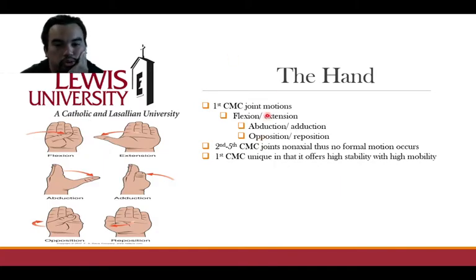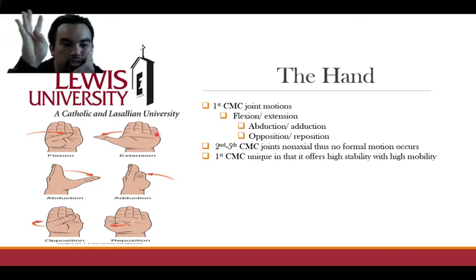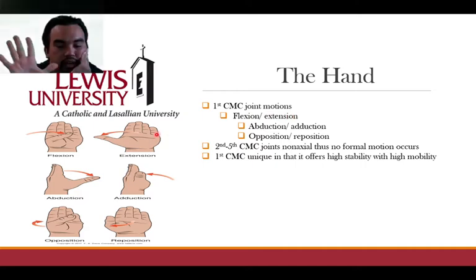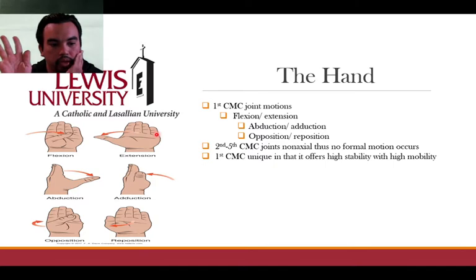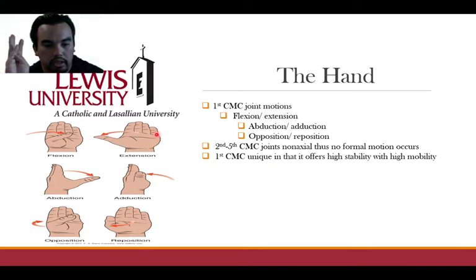Carpometacarpal joint motions: we have flexion and extension, so just bring our thumb in and out. Abduction and adduction, so here. And then we have opposition here and reposition.